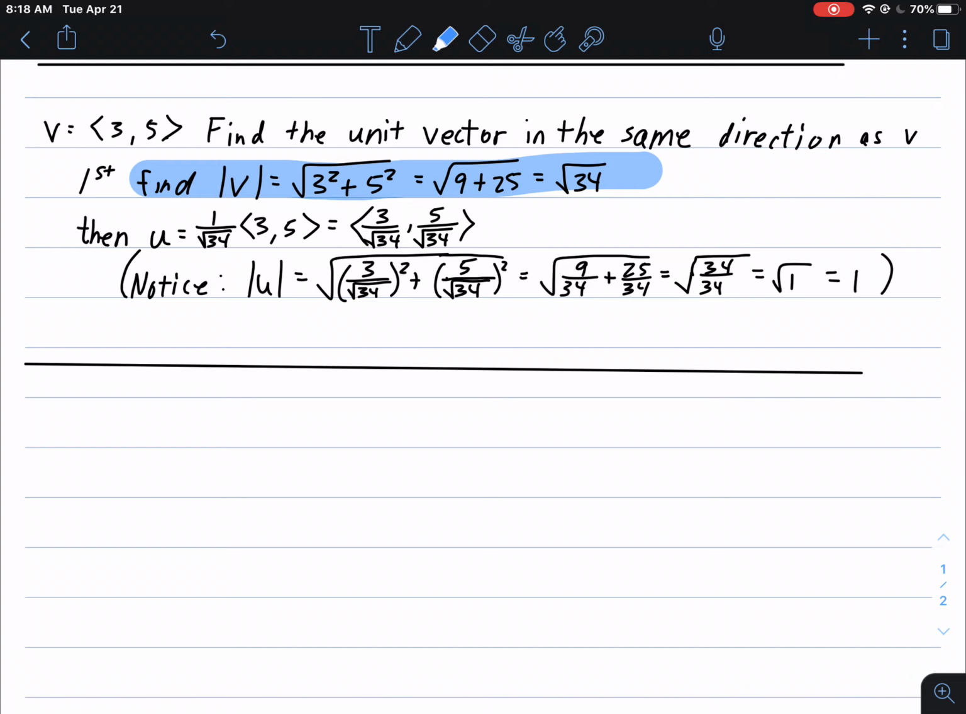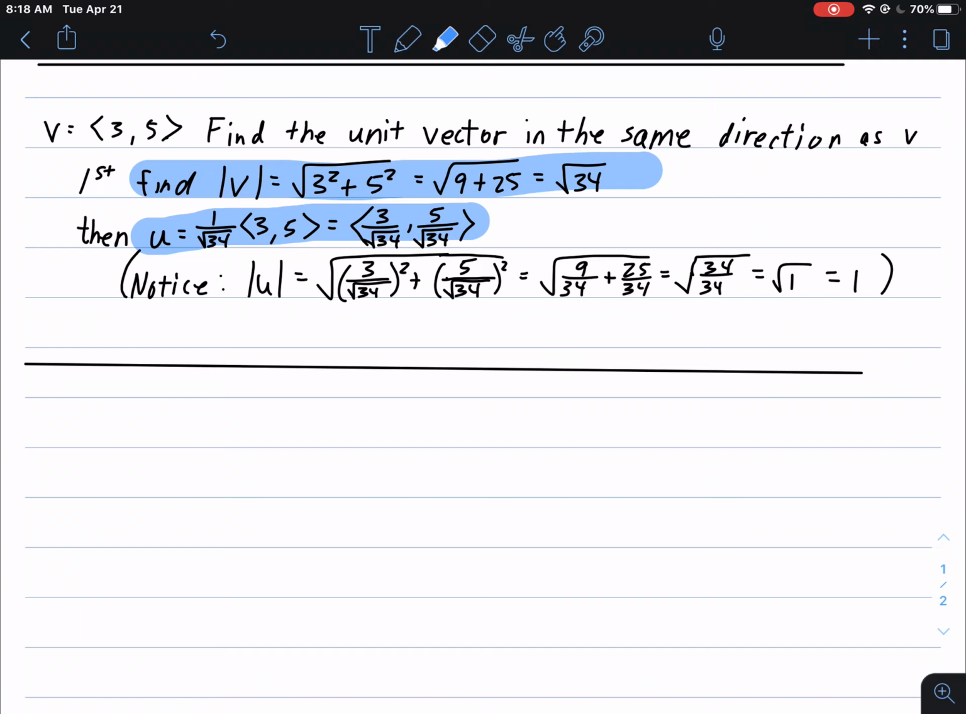So then our unit vector in the direction of v would be the scalar multiple of vector v, where I multiply by 1 over the square root of 34. Or again, I'll simply divide each component by the square root of 34. So the components of vector u, the unit vector in the direction of vector v, would be 3 over the square root of 34 and 5 over the square root of 34. And you don't have to worry about rationalizing denominators there. You can leave that as that. That's fine.